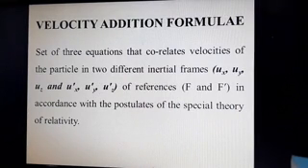These formulae are the set of three equations that correlate velocities of a particle in two different inertial frames, F and F dash. As we know, there is a single particle which is moving in space and its velocity components are ux, uy, uz with respect to F frame, and ux dash, uy dash and uz dash in F dash frame. These formulae will be derived in accordance with the postulates of special theory of relativity.